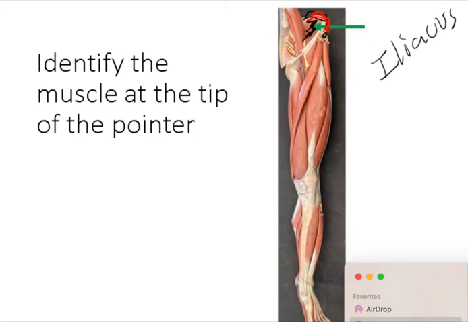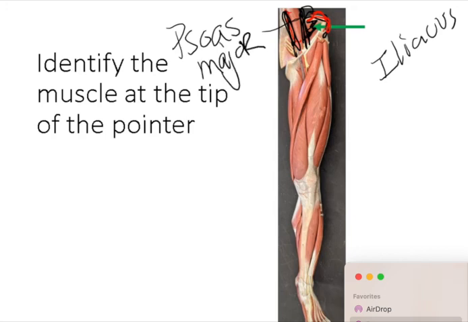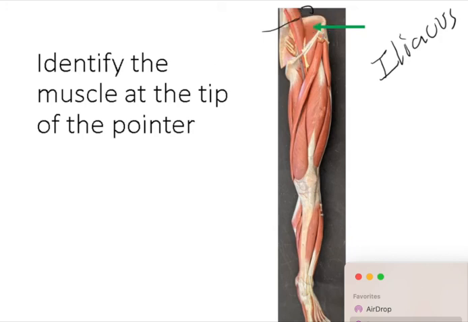Okay, so this other muscle here that's joined with it or associated with it, this one here, would be the psoas major. Okay, so the answer to this question would be the iliacus. Or pointing to this one here instead, that would be the psoas major.